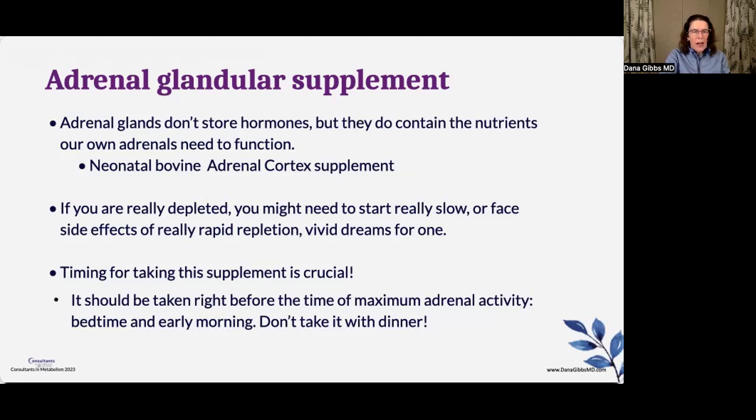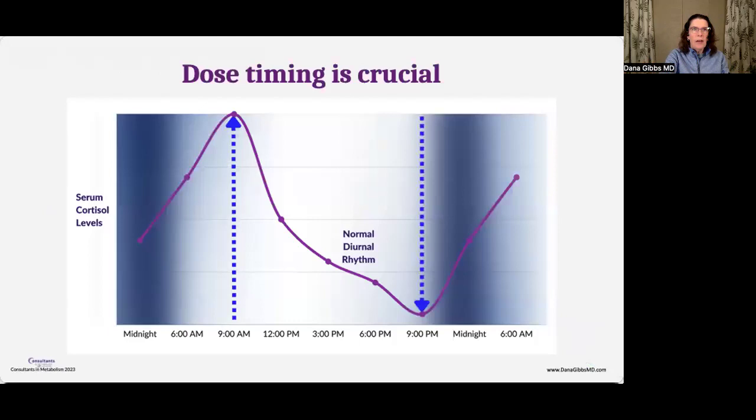So if you're really depleted, you might actually need to start off super, super slow or face the side effects of really rapid resumption of adrenal function, like bursts of inappropriately timed energy or really vivid technicolor dreams. But it's not going to make you toxic. It's not going to make you make too much cortisol because there's not actually any hormone in it. And the timing for this supplement is really, really crucial. You need to take it ahead of when the adrenal glands naturally make hormones. So let's look at that.